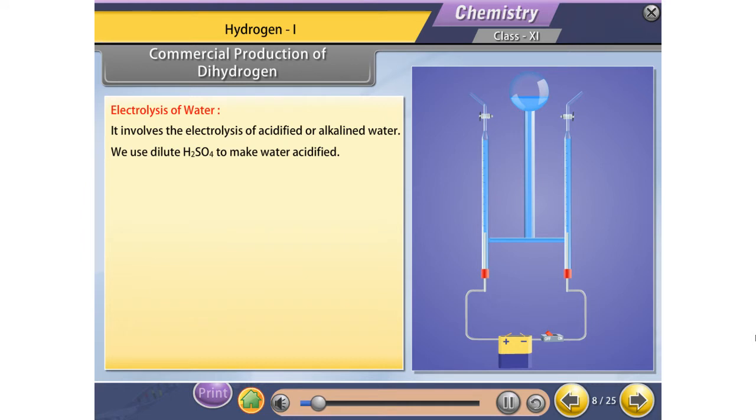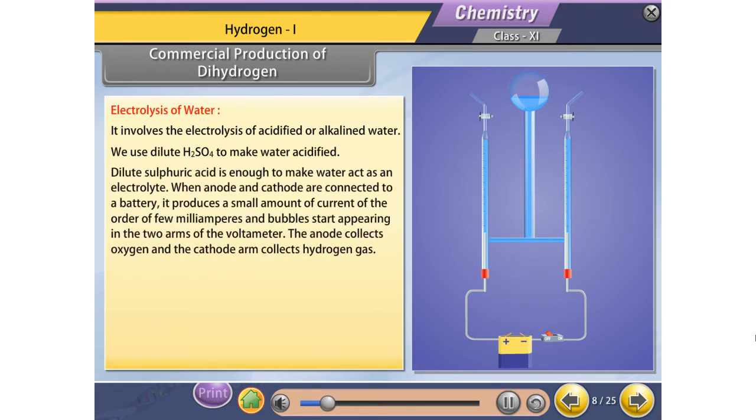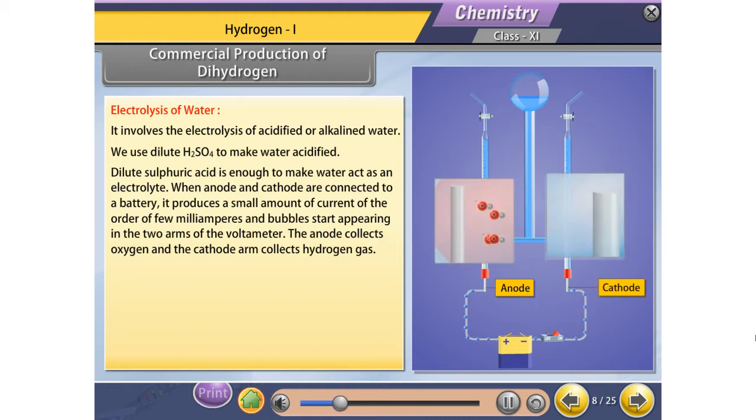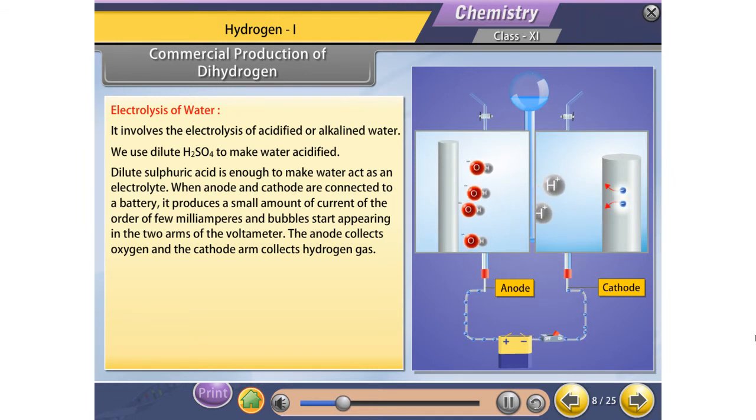We use dilute H2SO4 to make water acidified. Dilute sulfuric acid is enough to make water act as an electrolyte. When anode and cathode are connected to a battery, it produces a small amount of current of the order of a few milliamperes and bubbles start appearing in the 2 arms of the voltameter. The anode collects oxygen and the cathode arm collects hydrogen gas.